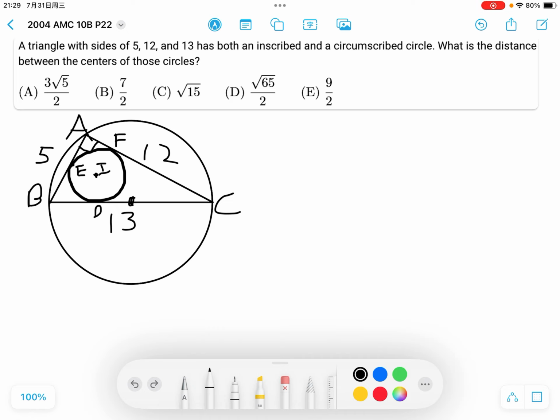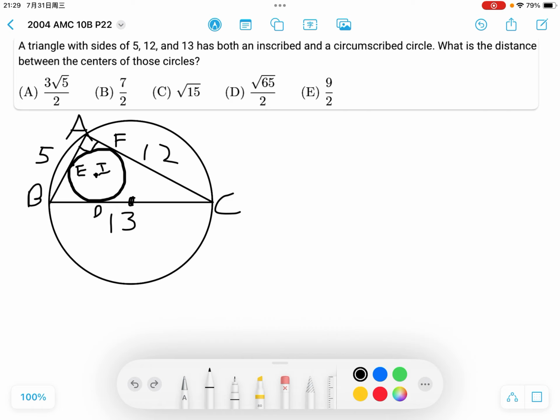So what about the circumscribed circle? That's also called the circumcircle, and its center is the intersection point of all the perpendicular bisectors of my sides. So something like that. I don't know, approximately something like this. So that's the center.